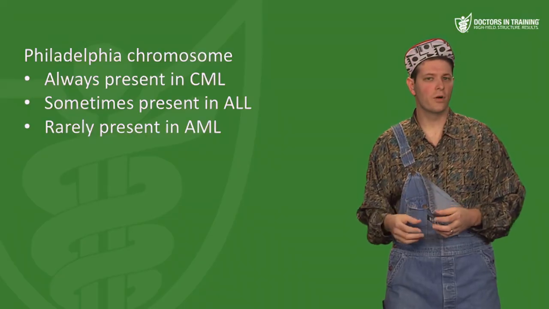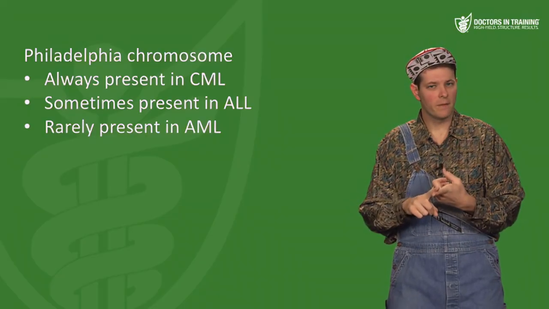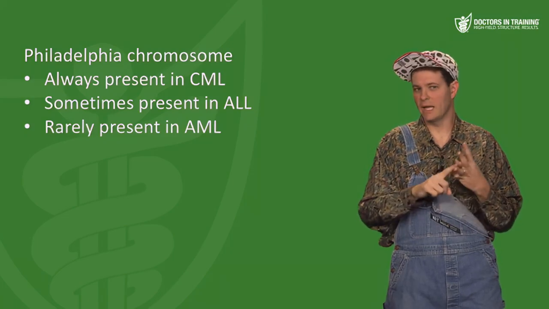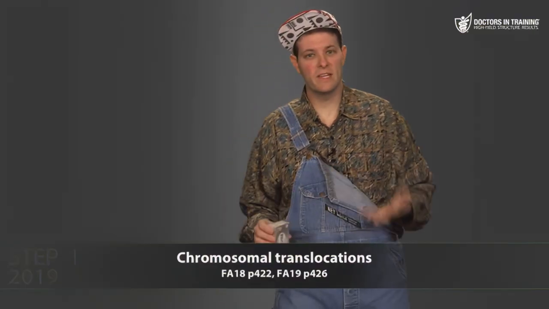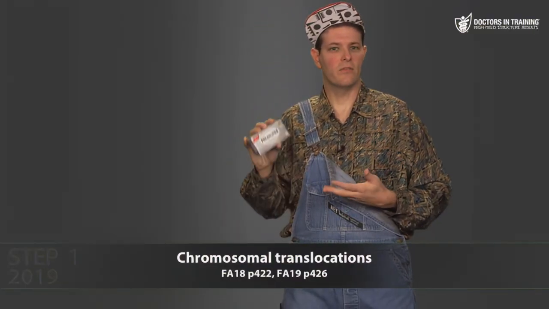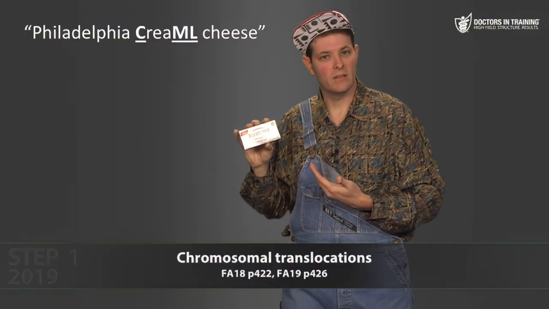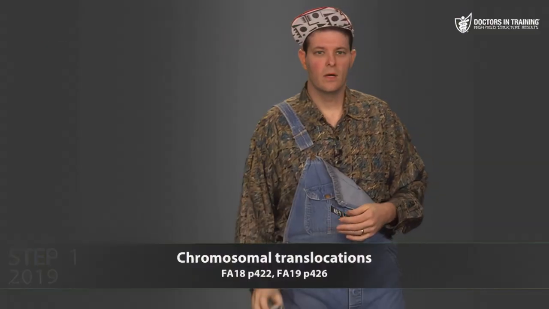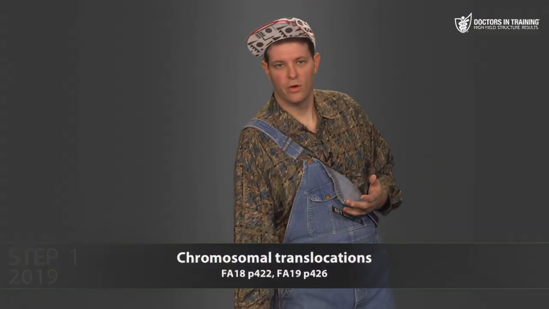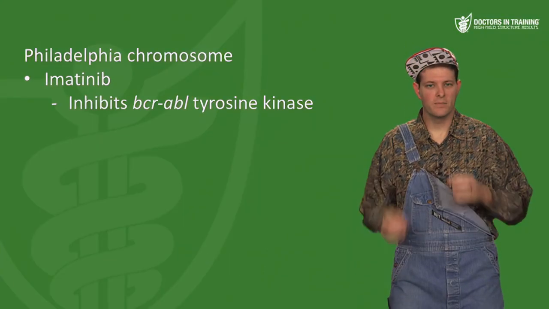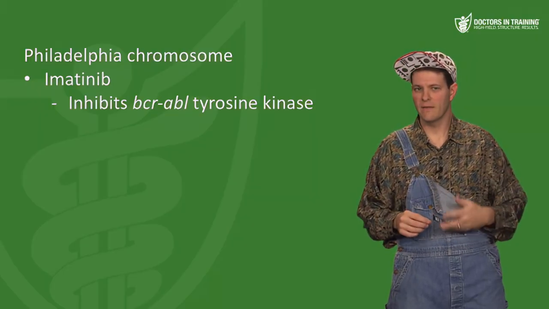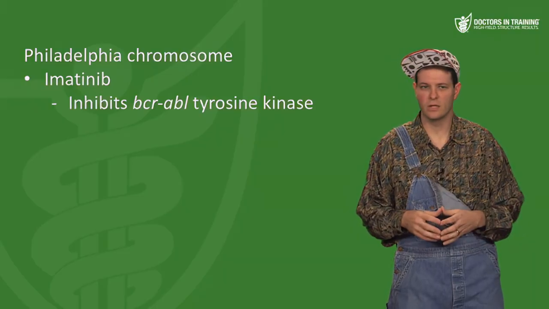So Philadelphia chromosome is always present in CML. We said it's sometimes present in ALL and it's rarely present in AML. So to remember the Philadelphia chromosome goes with CML, I like this mnemonic of Philadelphia cream cheese. And the C and M in cream are for CML. And there's a drug that targets the Philadelphia chromosome called imatinib. It specifically inhibits that BCR-ABL tyrosine kinase. We're going to talk about that in oncology when we cover cancer drugs.